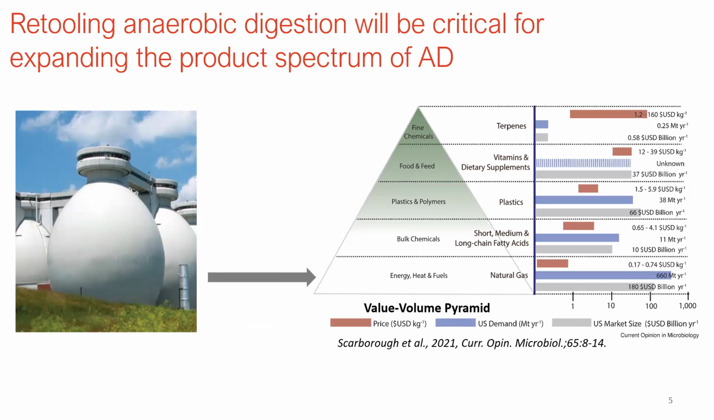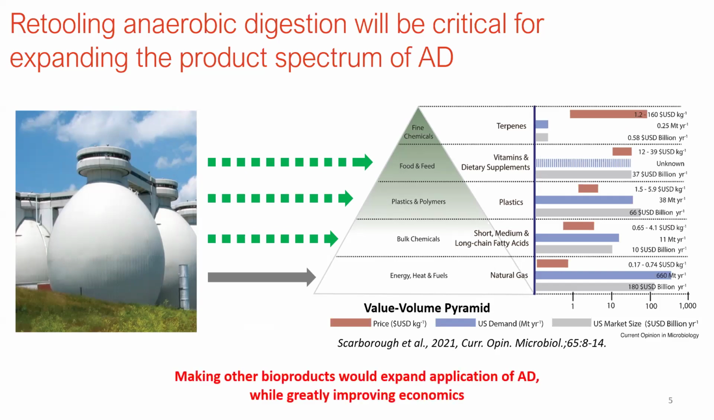So if we're focusing on climate change as a problem, we want to be either at the bottom of this pyramid or somewhere in the middle, in the bulk chemicals and plastic space. As I mentioned, right now anaerobic digestion can make things like renewable natural gas, which is great, but could we also use the technology to move up this value volume pyramid to the bulk chemicals and polymer space? In doing so, we can make higher value products that might drive the economics, but there are a couple of other reasons it might be valuable.